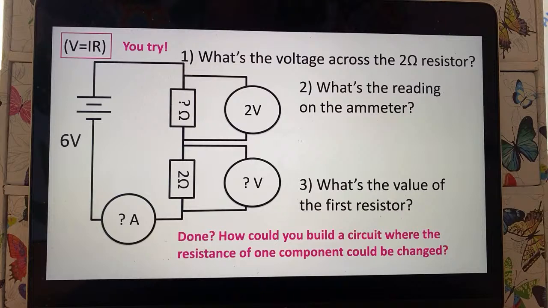I'll give you 12 more seconds. Basically, just sketch as many things as you can think of that you can change the resistance of. We did this not that long ago. Like, maybe if they heat up, or if you shine light on them. I've said too much.